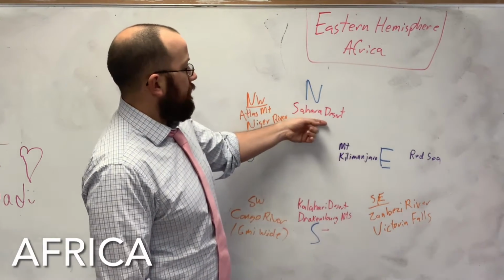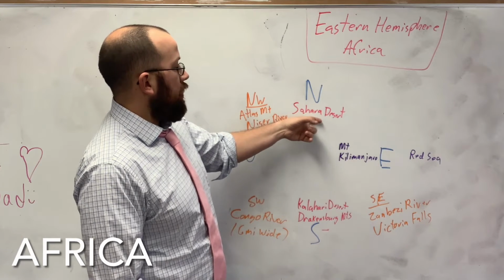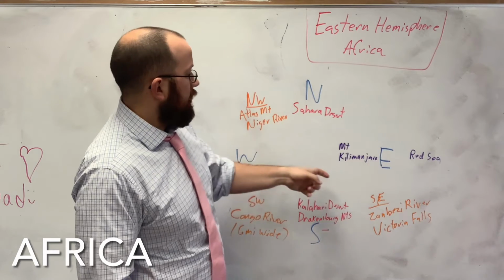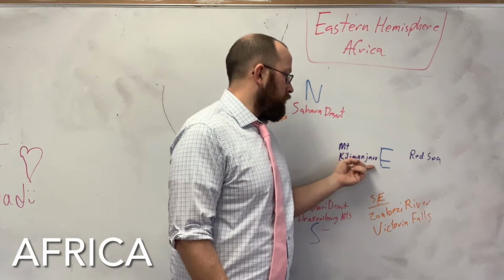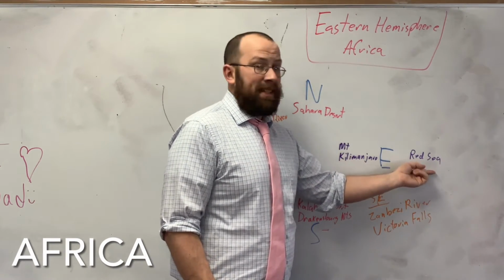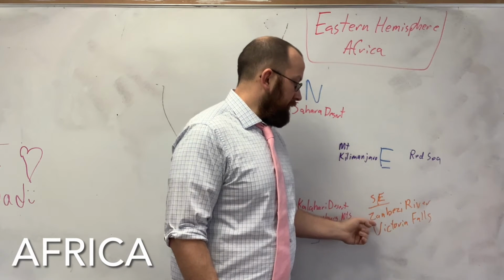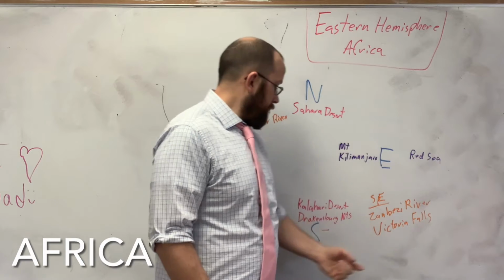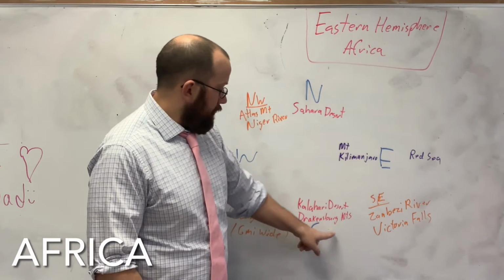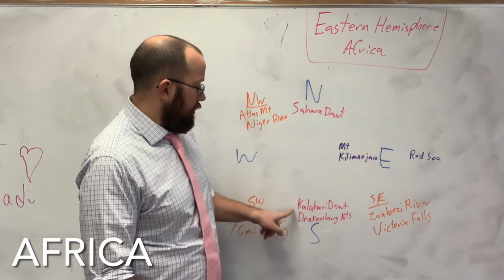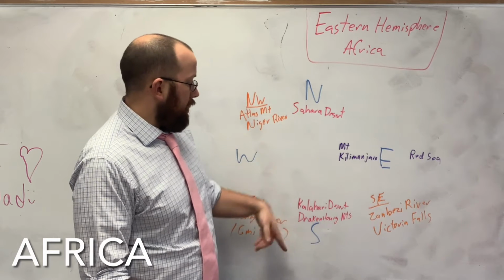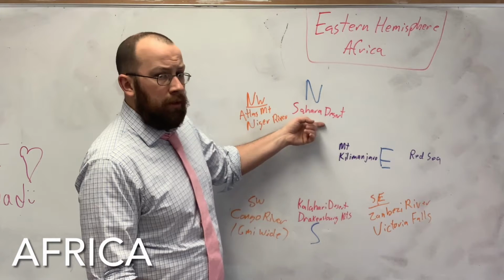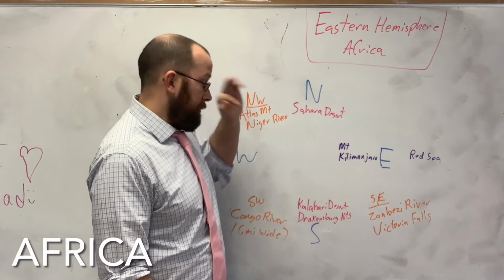In the north of Africa, you have the Sahara Desert, which is also known as the Great Desert of Africa. In the east, you have Mount Kilimanjaro and the Red Sea. Southeast, you have the Zambezi River, which also contains Victoria Falls. In the south, you have the Kalahari Desert, which is not nearly as big as the Sahara, and the Drakensberg Mountains. The Sahara Desert actually grows every year because of drought and other things.